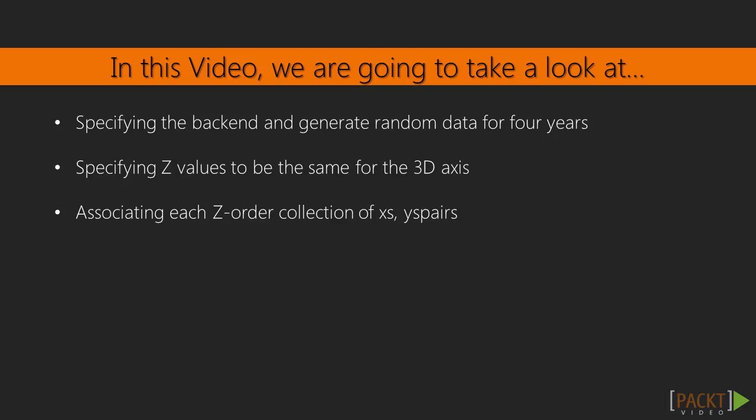In this video we'll first specify the backend and generate random data for 4 years of sale. We then specify Z values to be the same for the 3D axis, and lastly we associate each Z order collection of XS, YS pairs. In this video we're going to explore more about Matplotlib and learn how to create 3D bars. Let's see how to do it.